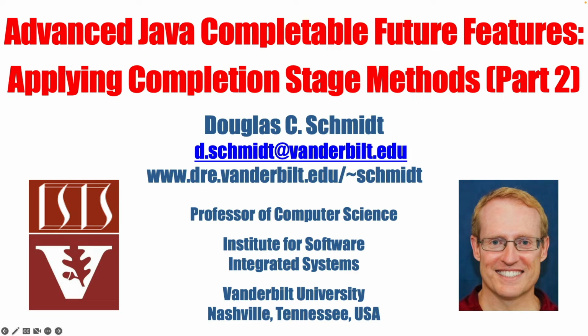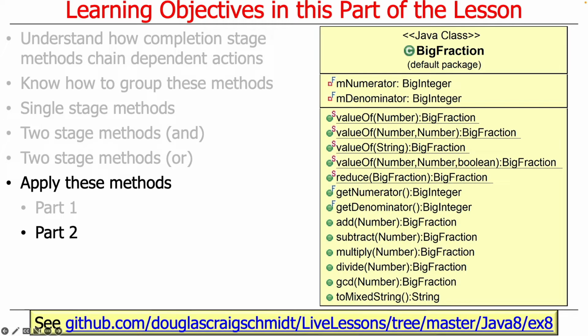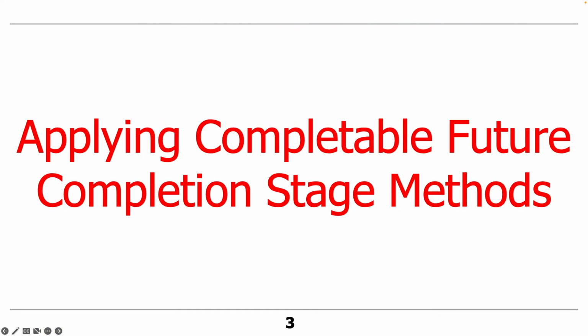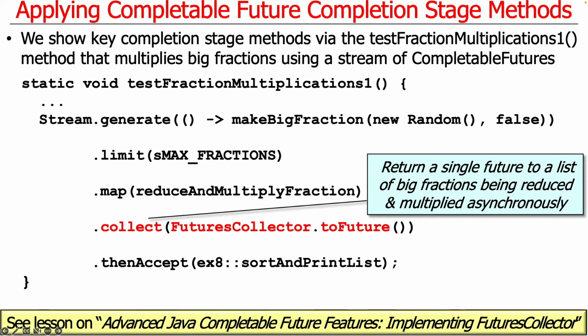So we're now in part 2 of our case study applying completion stage methods, and we'll finish off the rest of this example and see how it works. So this part's going to talk about other methods, particularly focusing on the concept of a collector, which we will talk briefly about. So this is where we left off before.